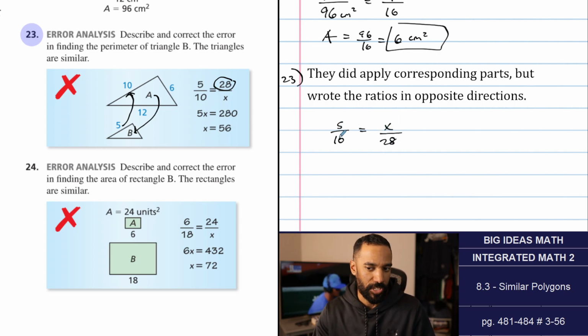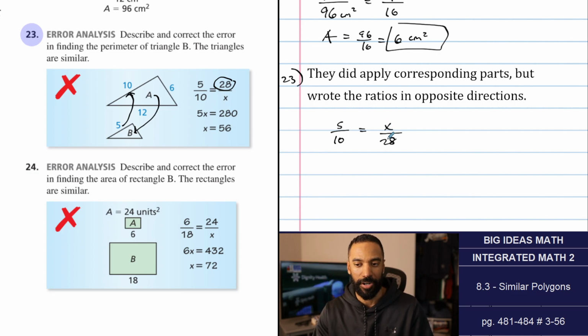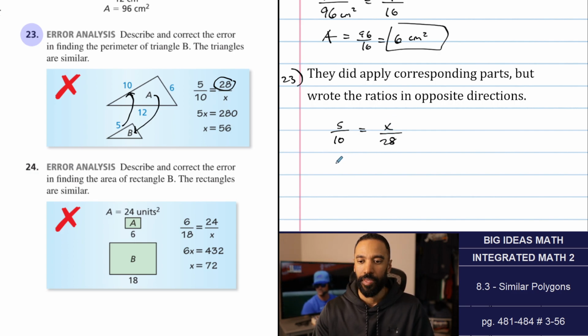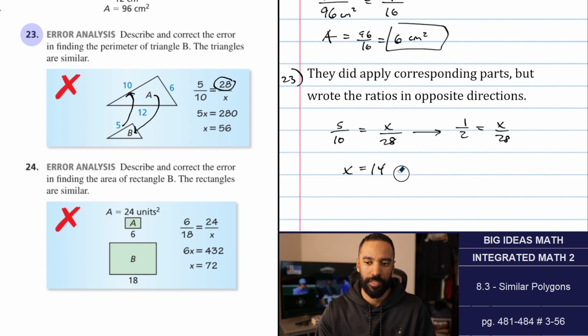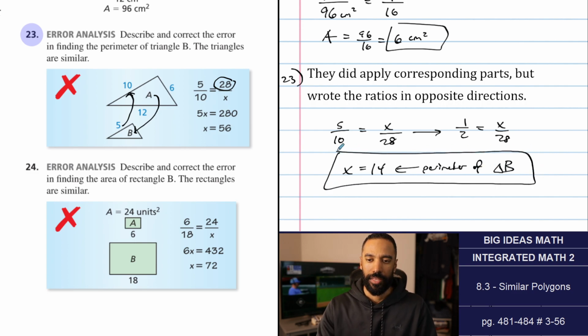But this is the length of a side and its corresponding part, the length of perimeter, and the length of this perimeter. 5/10 is 1/2. And if I multiply by 28 and divide that by 2, I get 14. So x is 14. There are no units, just units. Perimeter of triangle B. Okay. All right, there's the correction.